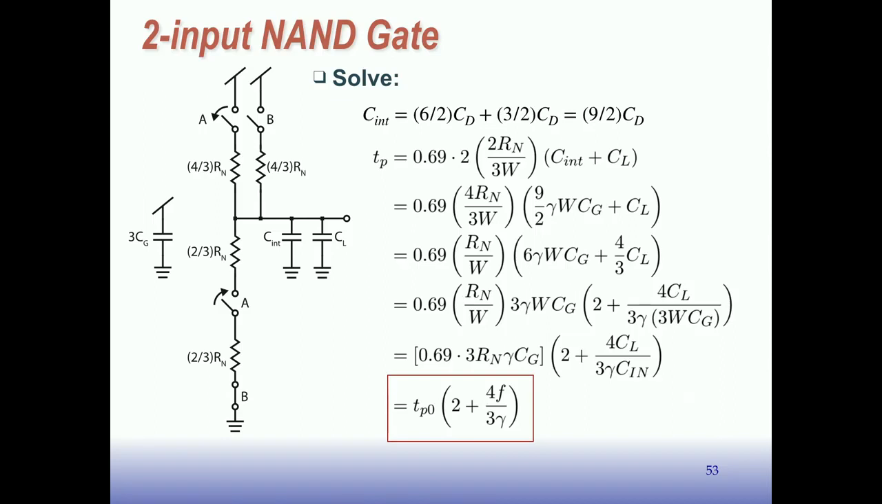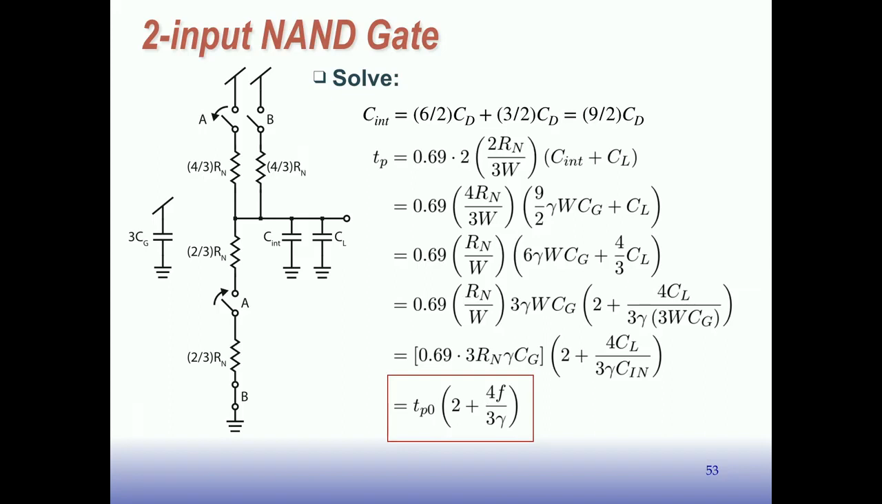And then the resistance of the pull down or the pull up is the same. It's 4RN over 3W, right? It's either one of those or these two in series. It's the same number, 4/3 RN and a W. And so we put that in, and then we do sort of what we did before. We factor, and we eventually can get it down into this form here.